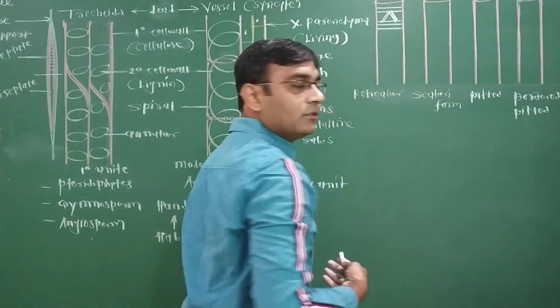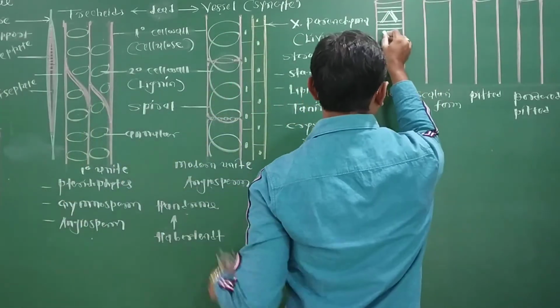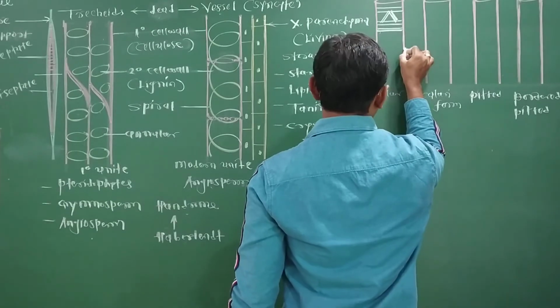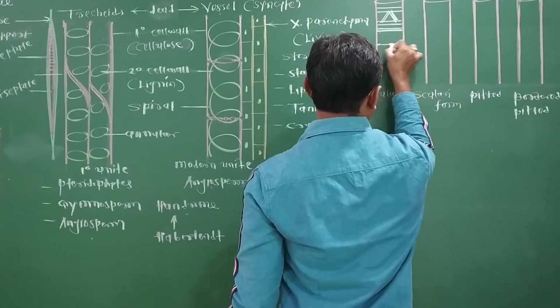This is a drawing of a longitudinal section of a trachea or vessel. This is the primary cell wall. Now this is the secondary cell wall.